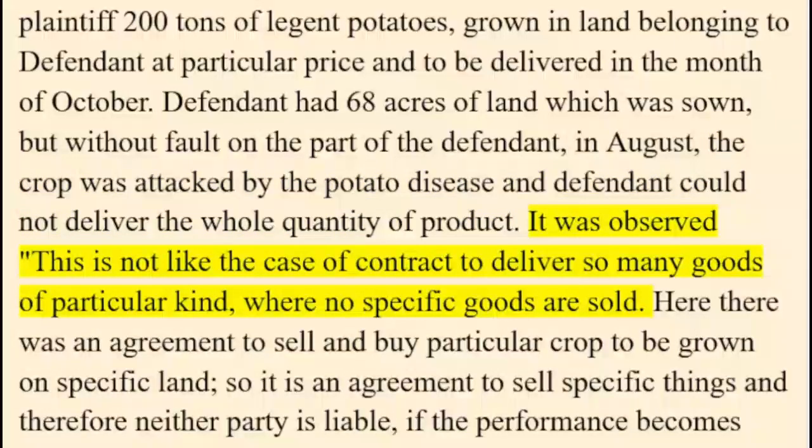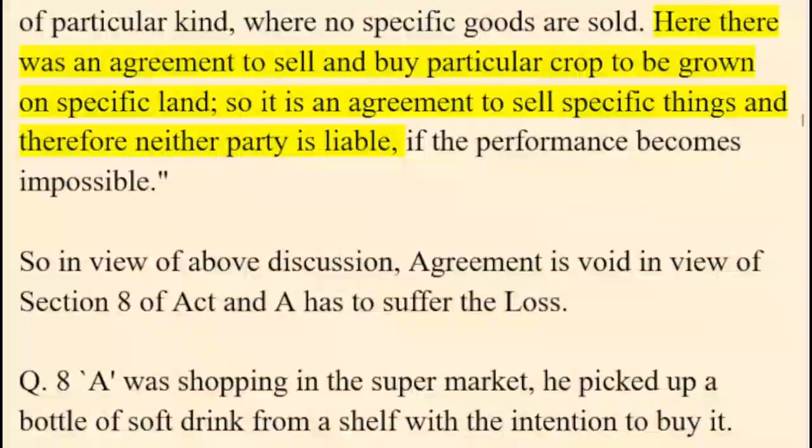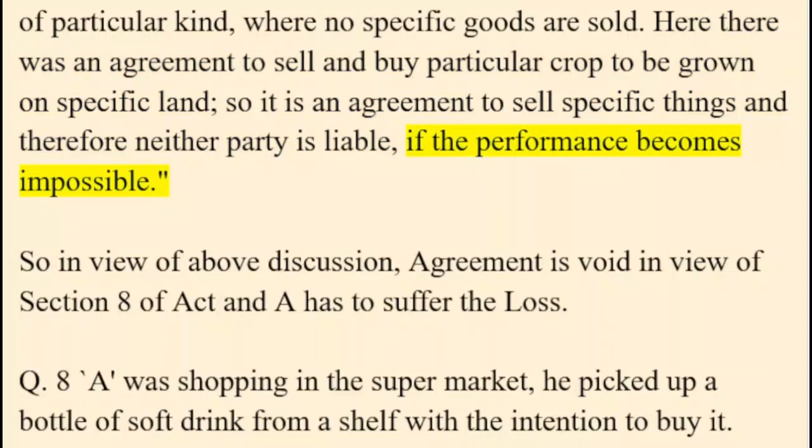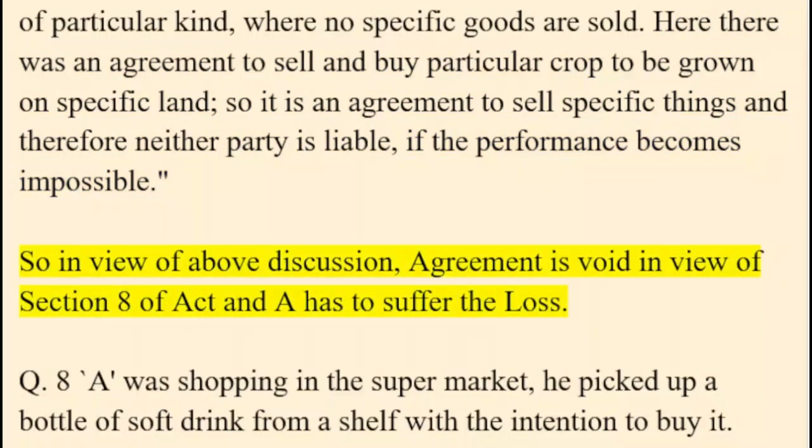It was observed, this is not like the case of a contract to deliver so many goods of a particular kind, where no specific goods are sold. Here there was an agreement to sell and buy a particular crop to be grown on specific land. So it is an agreement to sell specific things and therefore neither party is liable if the performance becomes impossible. So in view of the above discussion, the agreement is void in view of Section 8 of the Act and A has to suffer the loss.